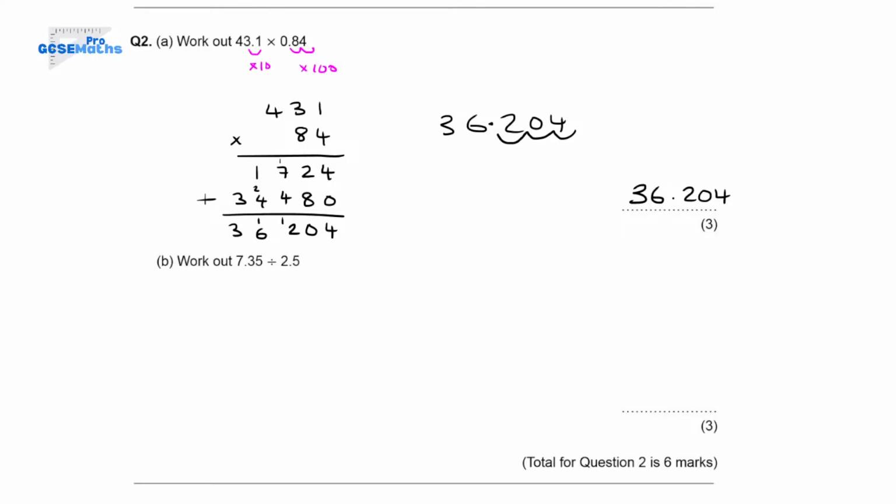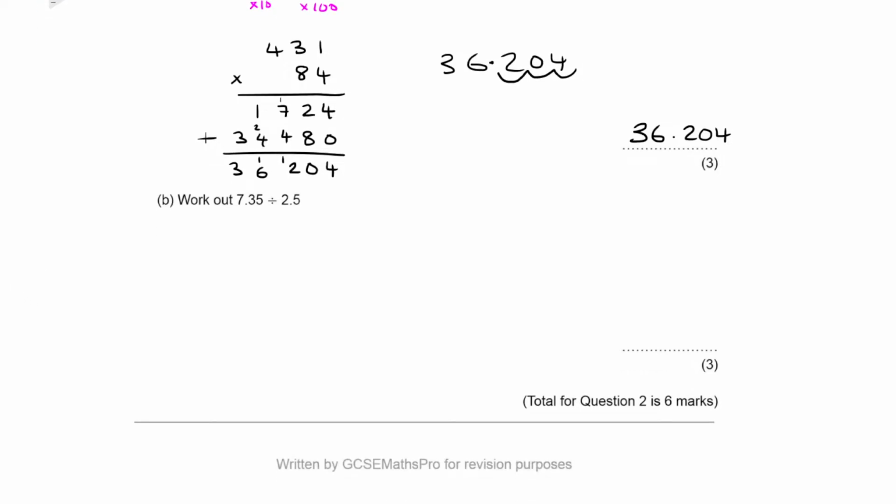If you look at an actual past paper question on this, they've said 1 mark is for the method. The 2nd mark they've said is for getting these digits. So I guess the adding bit, the 3, 6, 2, 0, 4. And then the 3rd mark is for putting the decimal place in the correct place, if that makes sense. So that's what they've said in an actual past paper.